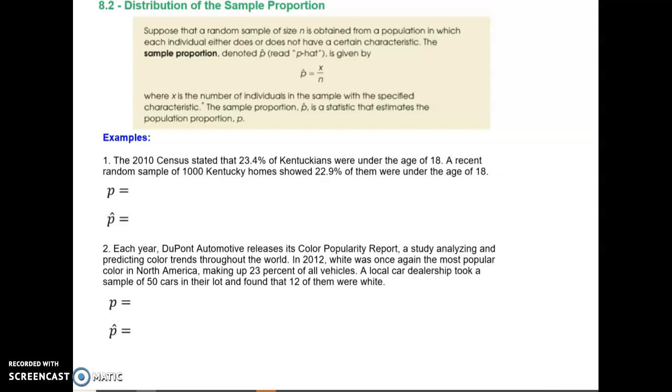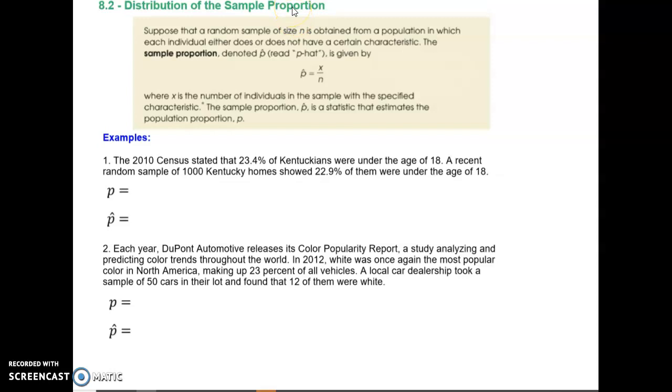And welcome everybody. This is the last video for chapter 9. We're going to be discussing the distribution of sample proportions. In the last video was the distribution of sample means. This is the distribution of sample proportions.